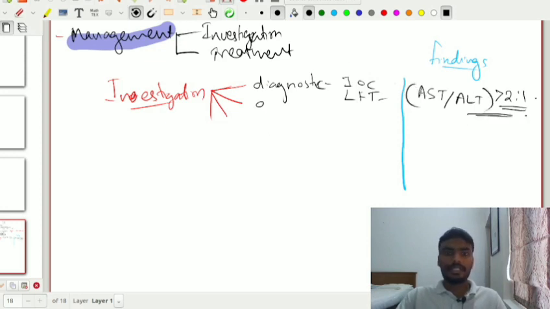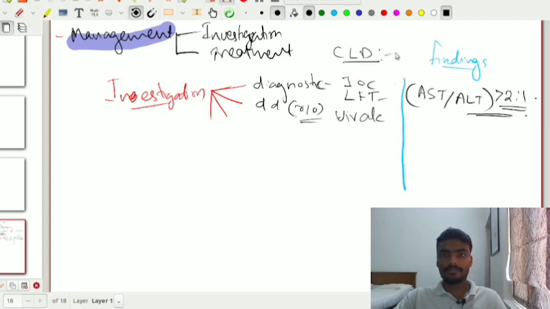Then, how to rule out other DDs using this investigation. Suppose the chronic liver disease was the diagnosis. The other differentials for this condition could be such as viral hepatitis. So what could be the investigation to rule out that differential? Suppose HBsAg, right? That is the way you have to think regarding the investigation. The second component is to rule out the differentials.